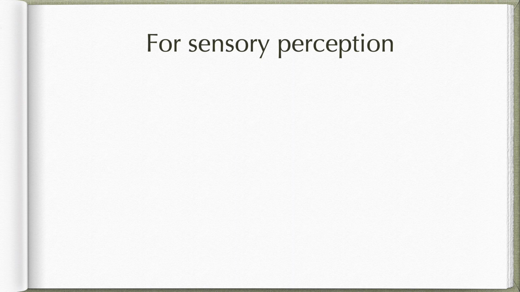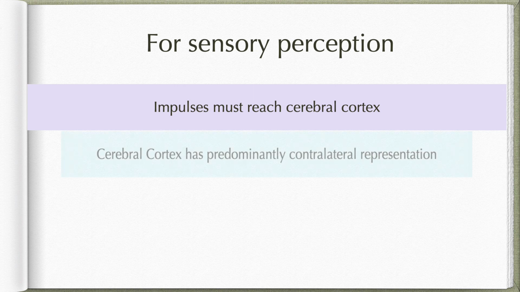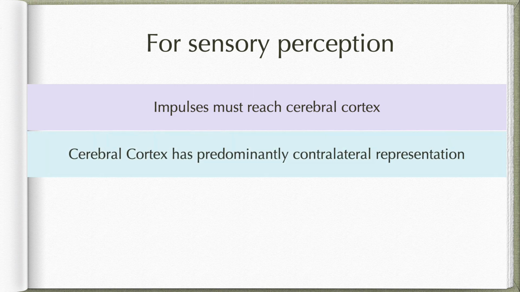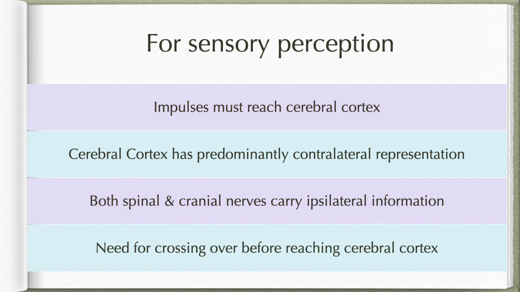For these sensations to be perceived, impulses must reach cerebral cortex. Cerebral cortex has predominantly contralateral representation. Both spinal and cranial nerves, however, carry ipsilateral information. So there is a need for the information to cross over the midline before it reaches cerebral cortex, so that the information which is carried by the ipsilateral spinal and cranial nerves reaches the contralateral cerebral cortex.